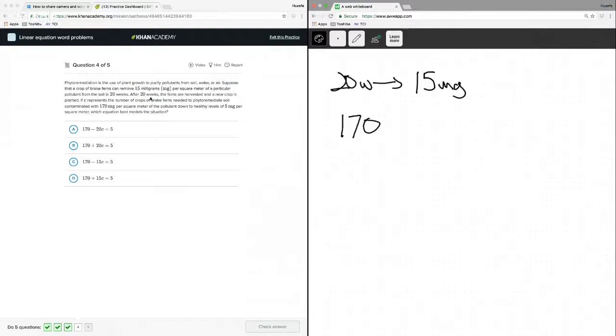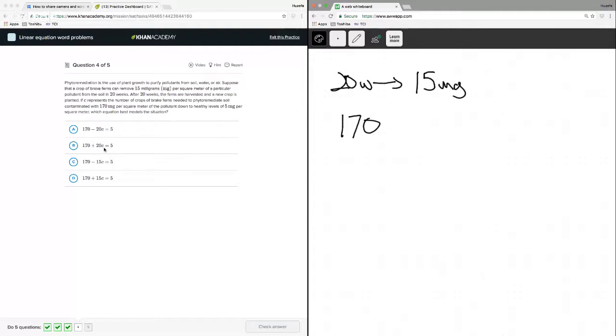Suppose that a crop of brake ferns can remove 15 milligrams in 20 weeks. So we need to say, if C represents the number of crop farms needed to phytoremediate soil contaminated with 170 milligrams per square meter to healthy levels of 5 milligrams. So, oh, I see. I get it now.